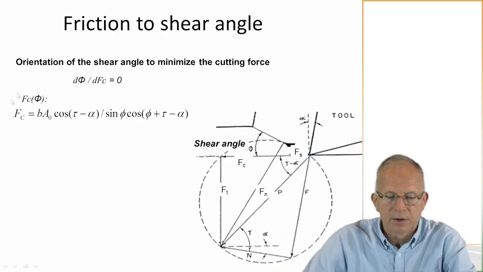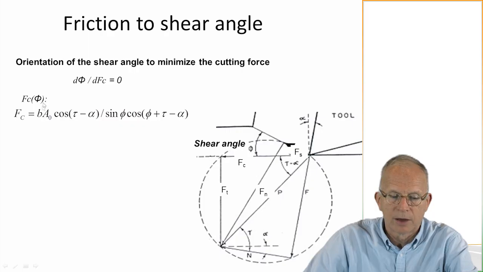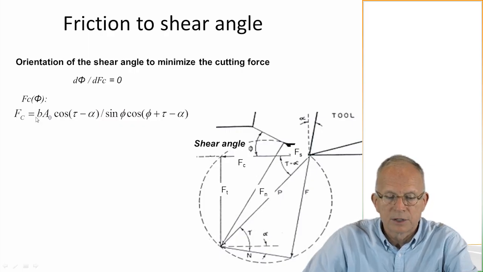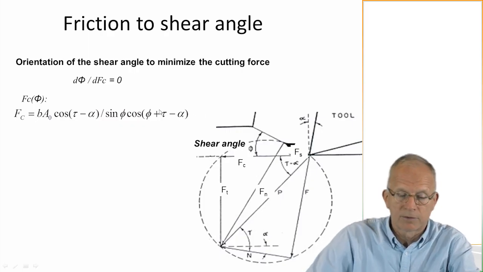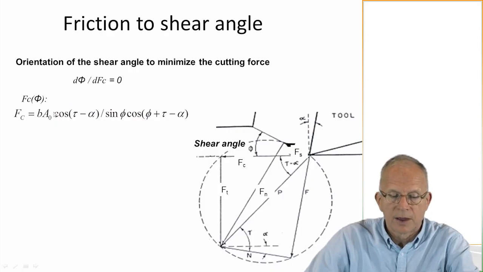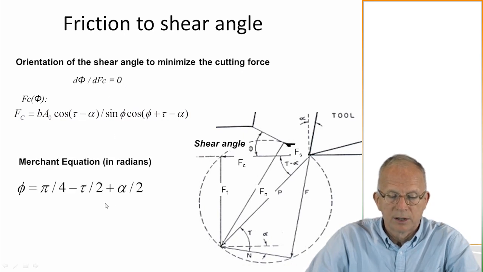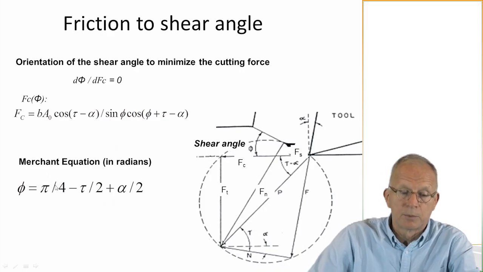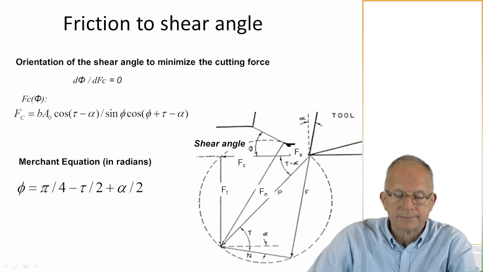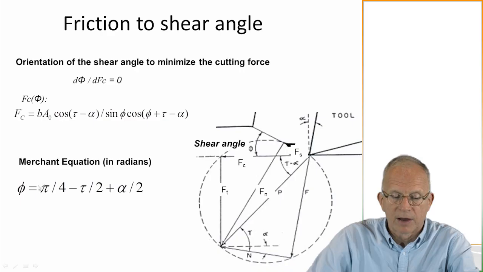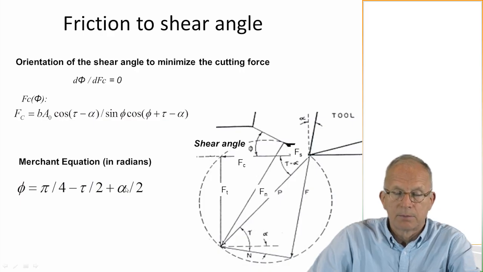Now to do that, we've got to write FC as a function of the shear angle. And so here this representation is, and this can be worked out from our previous equations. So FC, and then you have to take the derivative. And with some simplification, you arrive at what's called the Merchant equation. This gives the shear angle is 45 degrees in radians, or pi over 4, minus the friction angle divided by 2 plus the rake angle divided by 2.